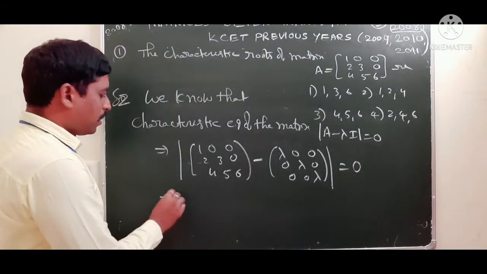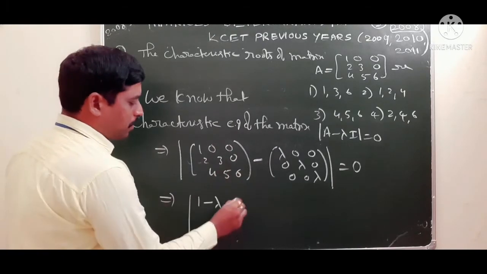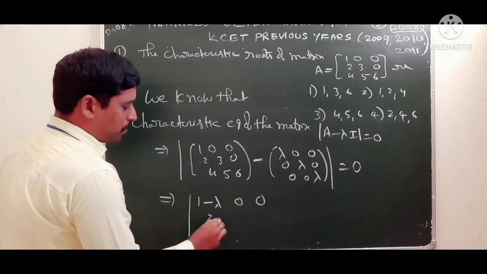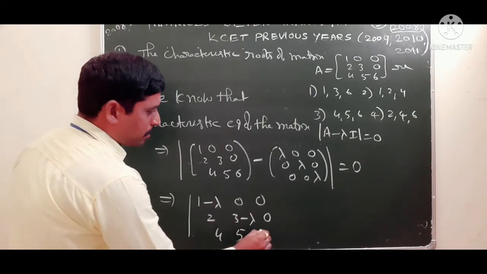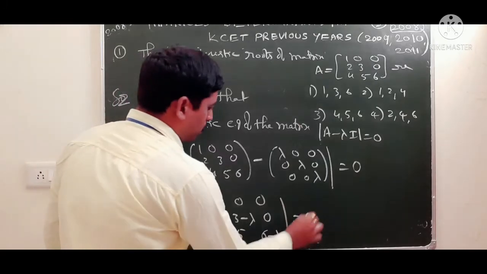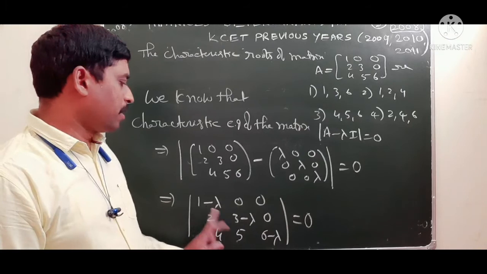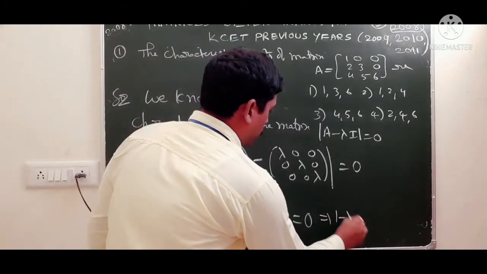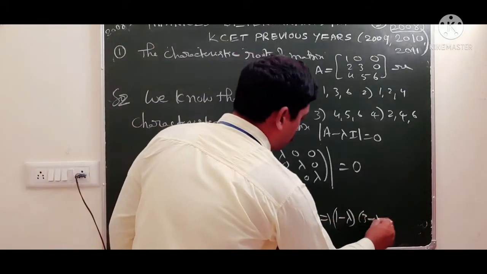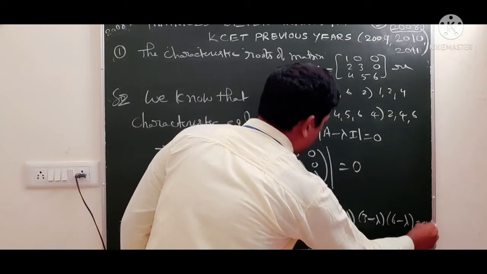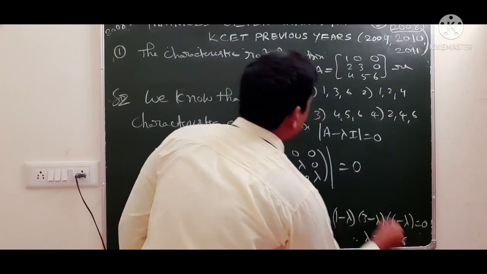Okay, let us simplify. 1 minus lambda, 0, 0; 2, 3 minus lambda, 0; 4, 5, 6 minus lambda. This is equal to 0. So 1 minus lambda into 3 minus lambda into 6 minus lambda is equal to 0. Now we got the lambda values: 1, 3, 6. So option 1 is correct.